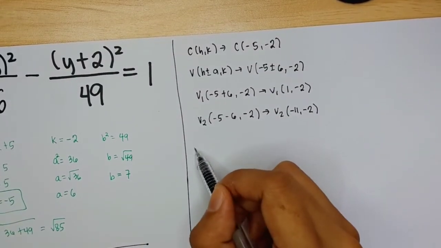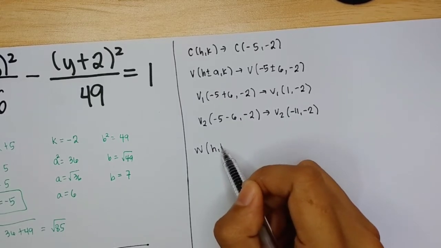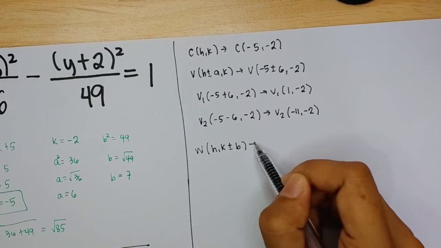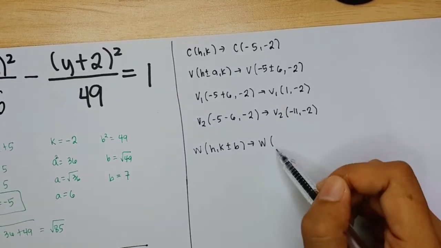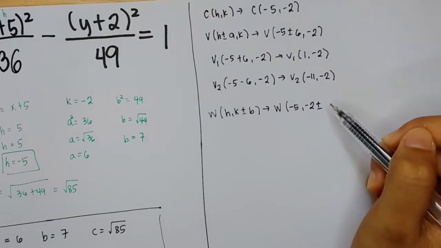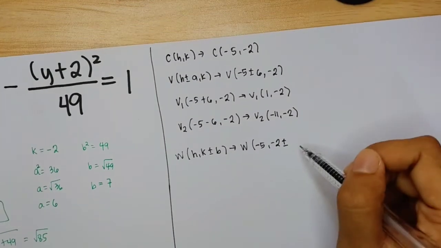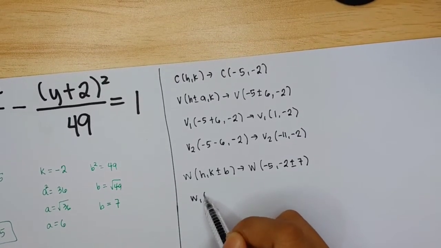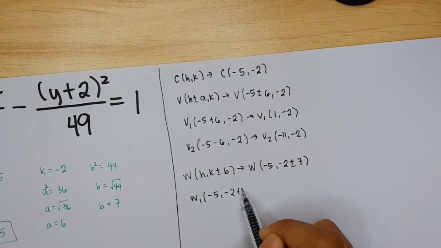We have here our co-vertices. That is H, K plus minus B. Okay. Then, our co-vertices, we have W. Ano yung H natin? It is negative 5. Copy yung negative 2. Plus minus yung B natin na 7. So, yung B natin is 7. Okay. So, W1 natin, we have negative 5, comma, negative 2 plus 7.